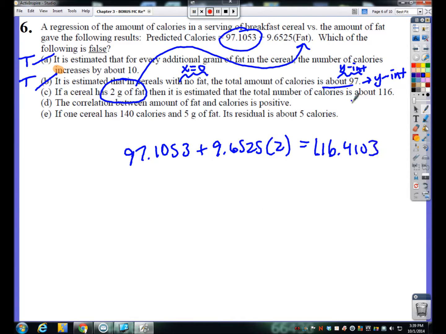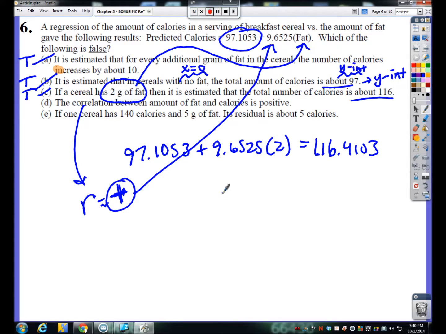I get 116.4103. So yeah, it's about 116. So that's a true statement. D, the correlation between amount of fat and calories is positive. Well, let's see, correlation, that's R. Do we know if R is positive? And we do know R is positive. How do we know if R is positive? Because it has a positive slope.